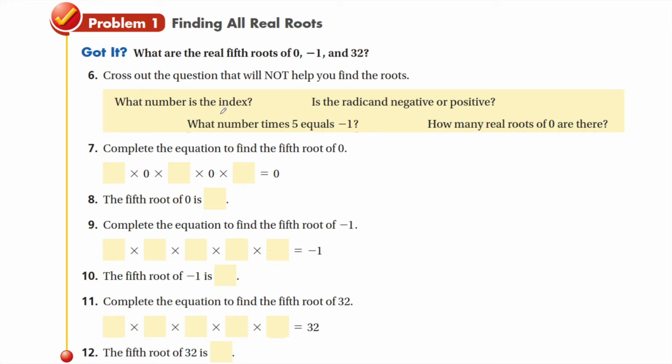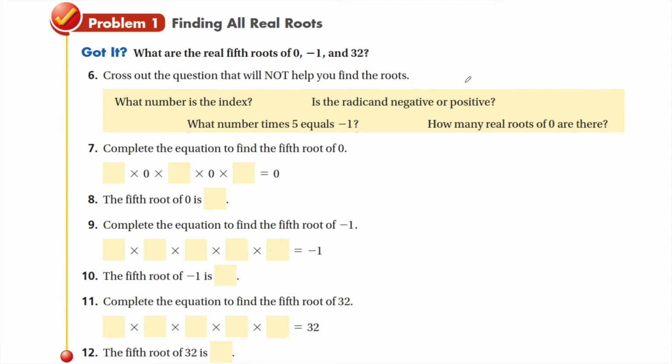Problem 1. Finding all real roots. What are the real 5th roots of 0, -1, and 32? Cross out the question that will not help you find the roots. Well, the index number is very important. That will actually tell us what number we're actually looking for. How many times are we going to multiply a certain number till we get the number that's in the middle, that radicand? So that is very important, so we can't cross that out.